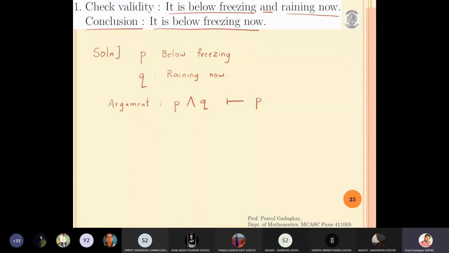Is this argument valid? This is called an argument. I will start with the left hand side: P and Q. Can I conclude P from P and Q? Is there any rule of inference which tells me that from P and Q you can directly write P? The rule is called simplification. I will write here in brackets, by simplification. So we have reached the right hand side, and this means that this argument is valid.